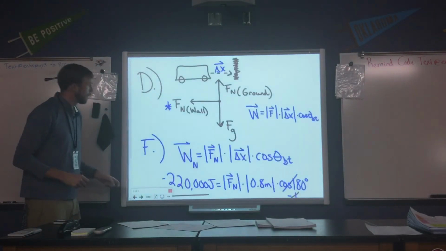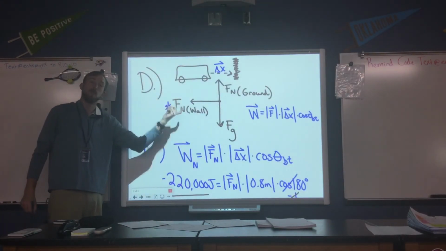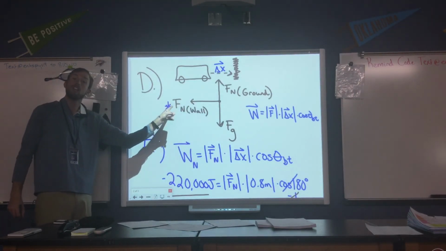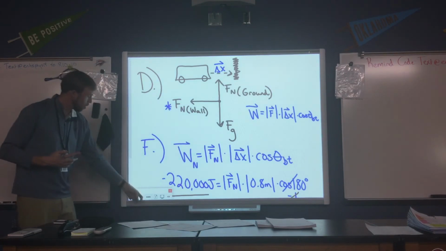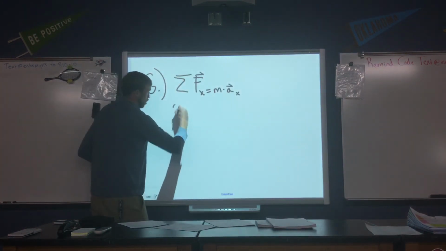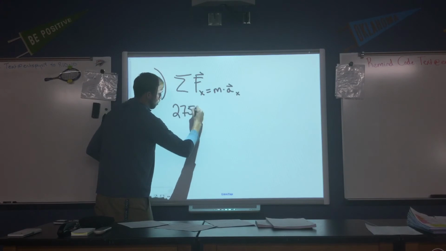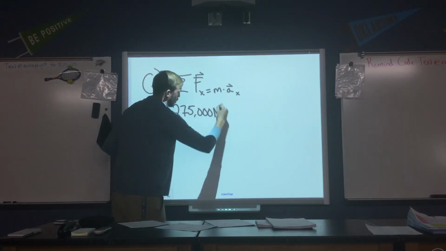Now, coming back to our free body diagram, if we assume that the force from the wall onto the car, the contact force here, is the only force in the x direction, then when we sum up our forces, 275,000 newtons, this is the only force in the x direction.